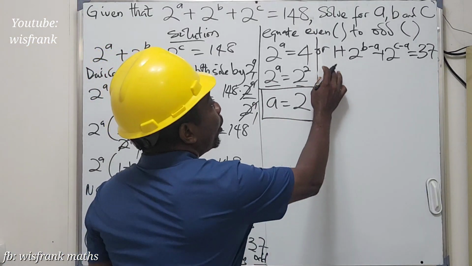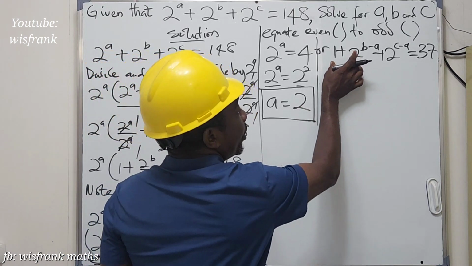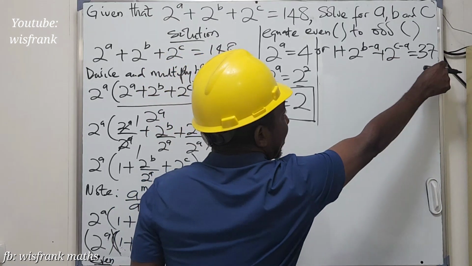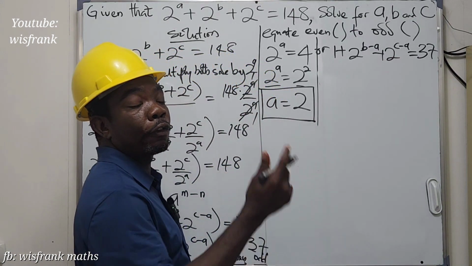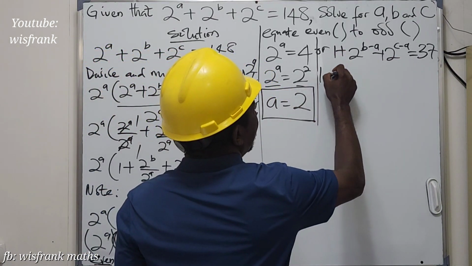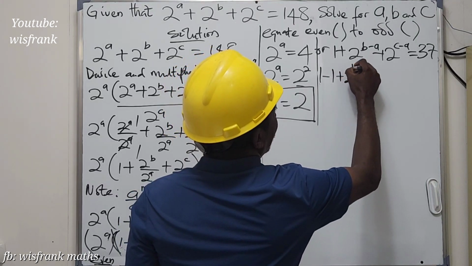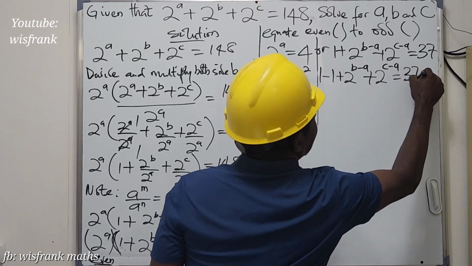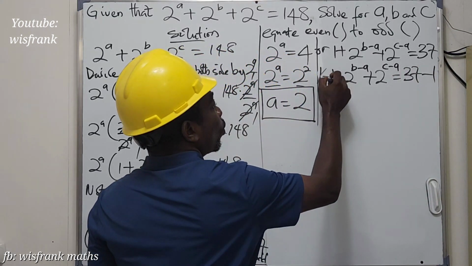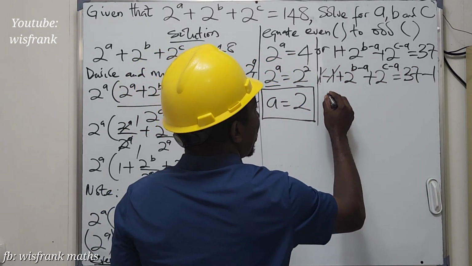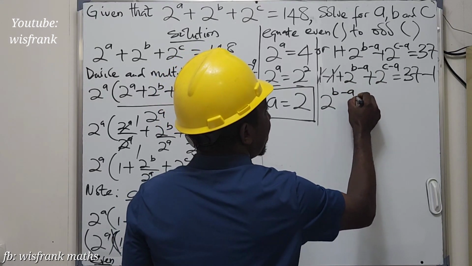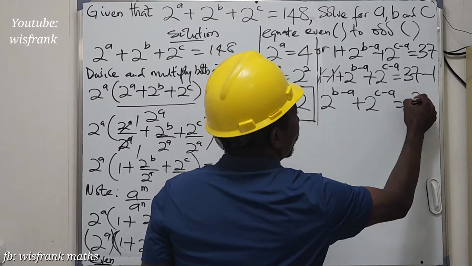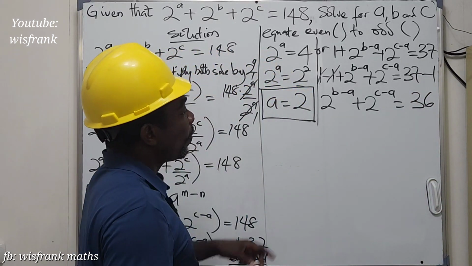Now for the other parenthesis, we can subtract 1 from both sides, or transpose 1 to the right hand side. So this becomes 1 minus 1 plus 2 to the power of b minus a plus 2 to the power of c minus a equals 37 minus 1. So the 1 goes here and 1 goes here. Now we have 2 to the power of b minus a plus 2 to the power of c minus a equals 37 minus 1, which is 36.